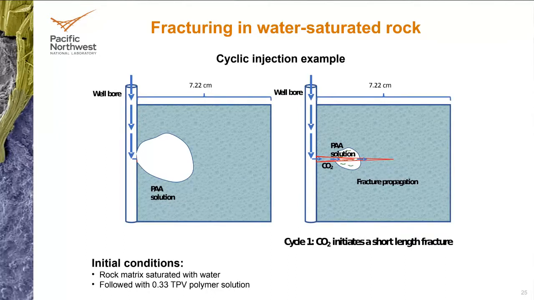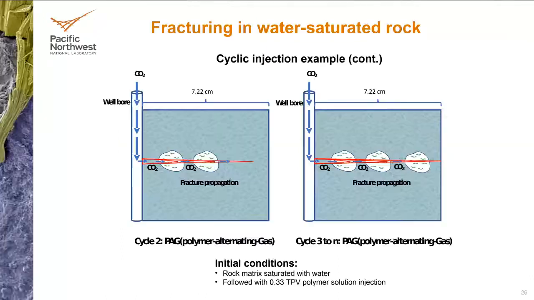And how do we know the fracture? Well, you see that there is a pressure drop, obviously, because the fracture has communicated all the way to the surface of the rock.